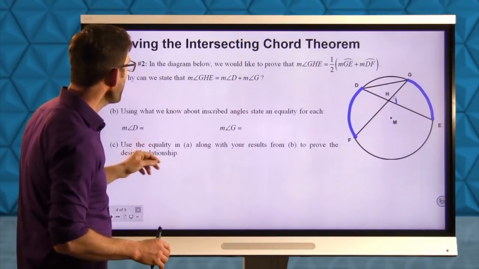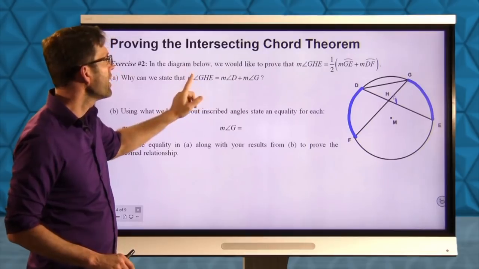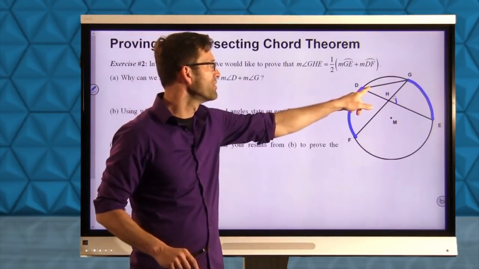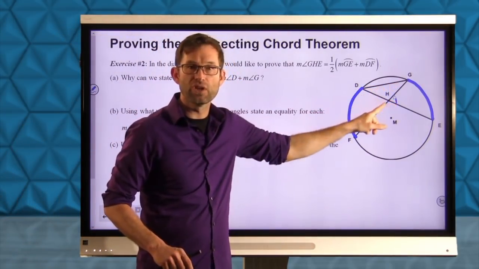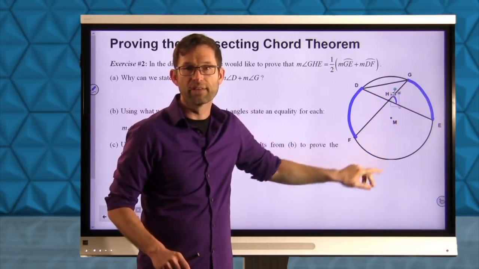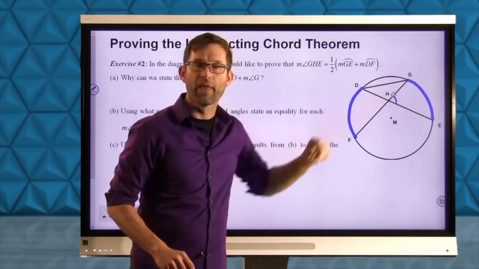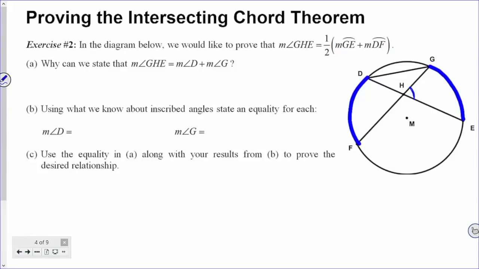First off, why can we say that the measure of the angle we're looking for, GHE, is the sum of the measure of angle D plus the measure of angle G? Why can I say that the measure of that angle right there, not so bad that it's highlighted, but I think I'll take it off, is the sum of that angle and that angle? Think about that for a second.